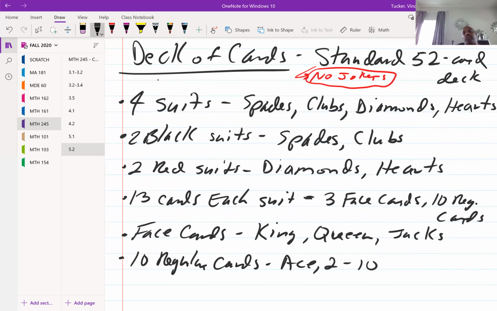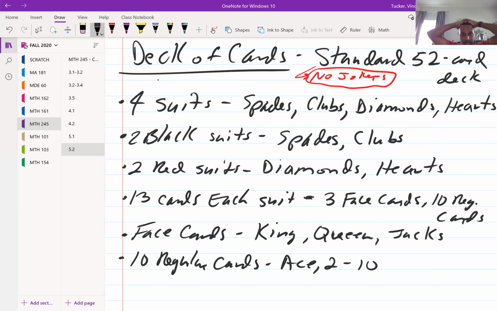All right, so a deck of cards, standard 52 card deck. The reason they say standard, in other words, means no jokers. No jokers are in there. So there should be four suits: spades, clubs, diamonds, and hearts. Two black suits, spades and clubs. Two red suits, diamonds and hearts.